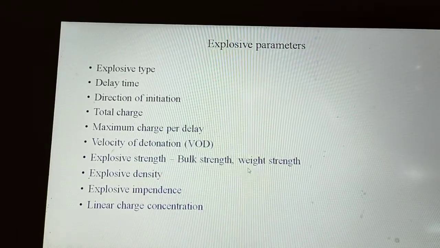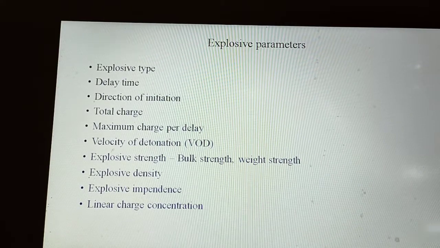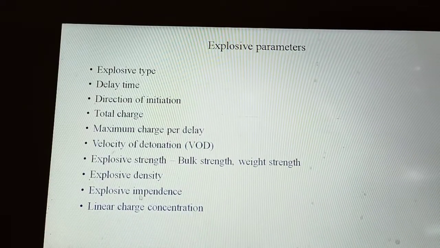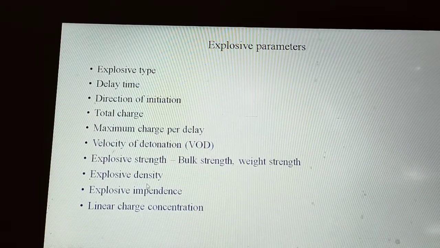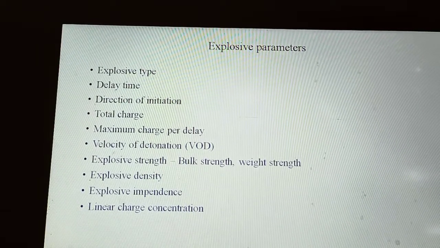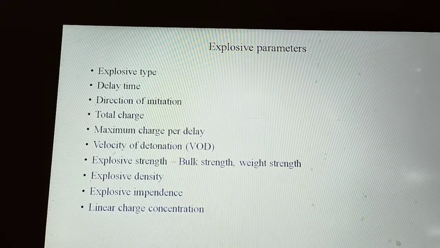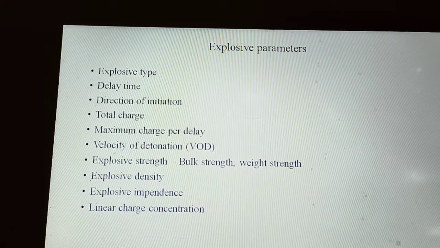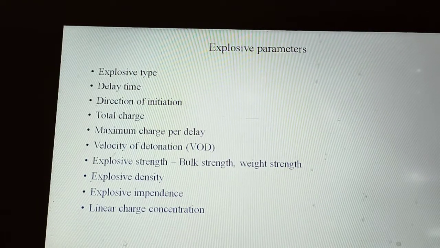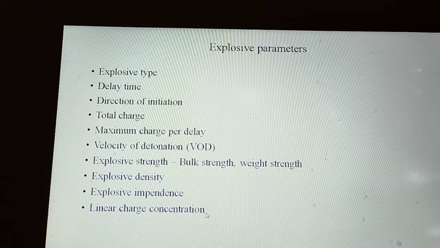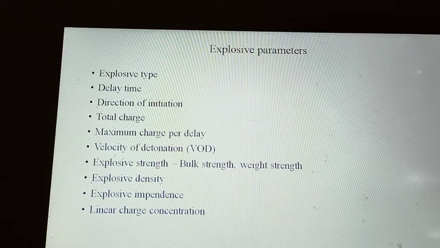And weight strength is the amount of energy available in the explosive per unit mass. Explosive density is mass per unit volume. Explosive impedance is the product of the VOD of the explosive and the density of the explosive. Linear charge concentration represents the amount of explosive per unit length.